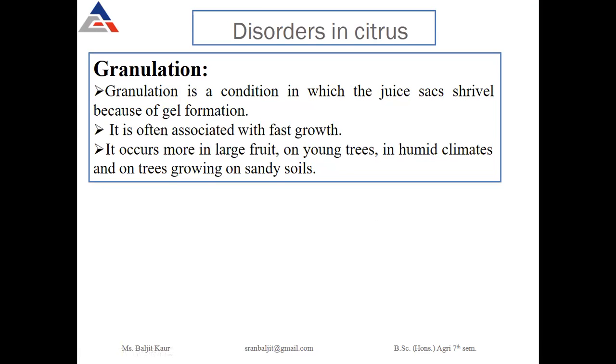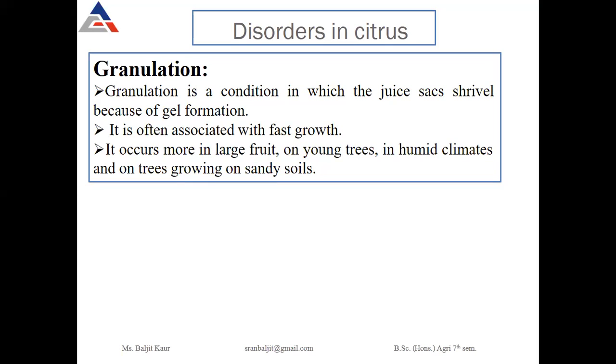Next are the disorders. Earlier we have discussed the diseases and insect pests, and now we will discuss the disorders in the citrus fruits. So there are many disorders like granulation. Granulation means the juice sacs will shrivel and there will be gel formation instead of juice.